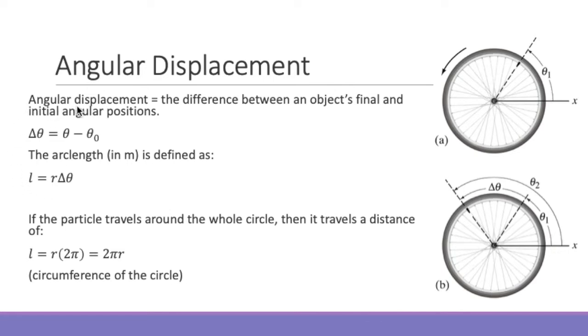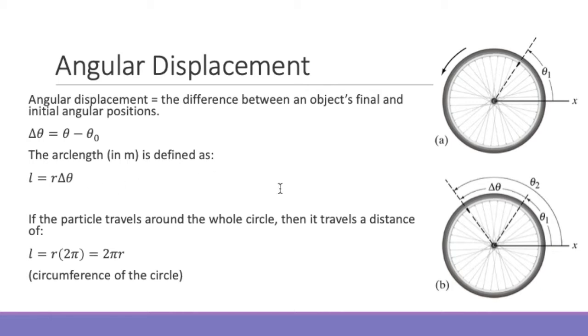Angular displacement is the difference between an object's final and initial angular positions. It's represented by delta theta. We have final angular position minus initial angular position. Then the arc length in meters is defined as L equals r delta theta.